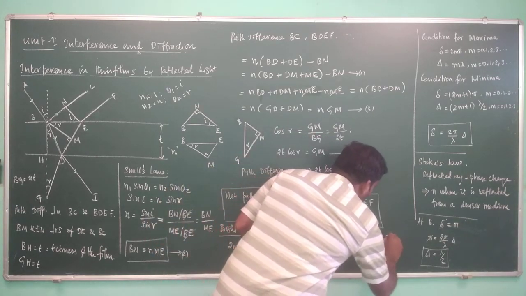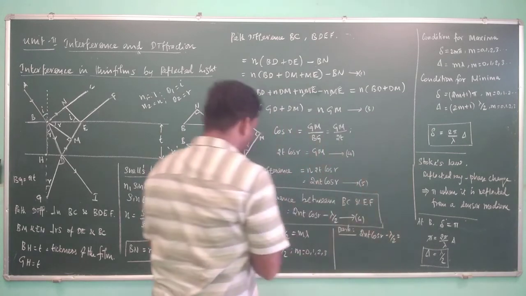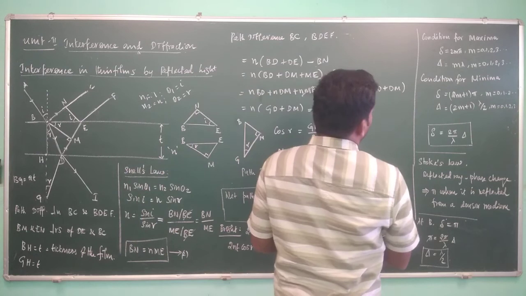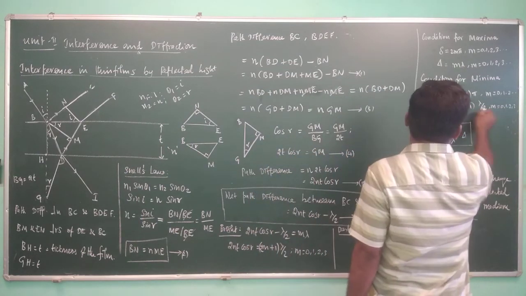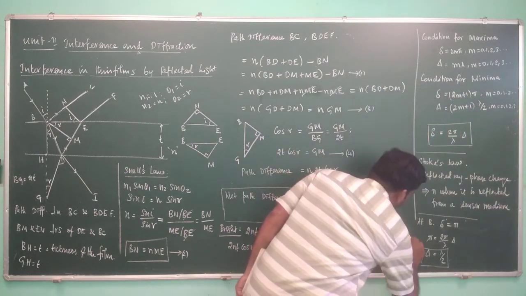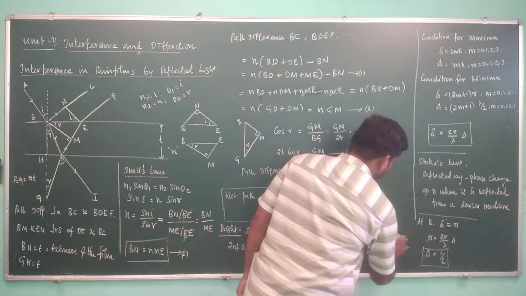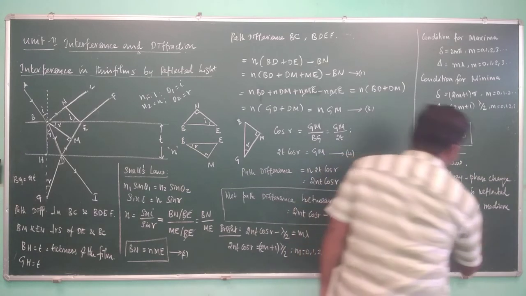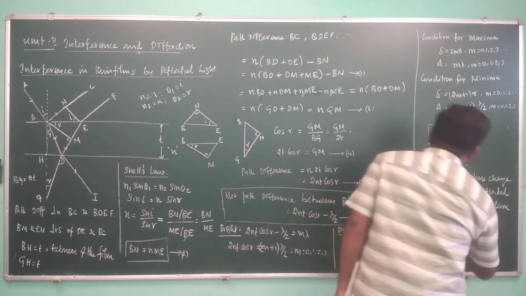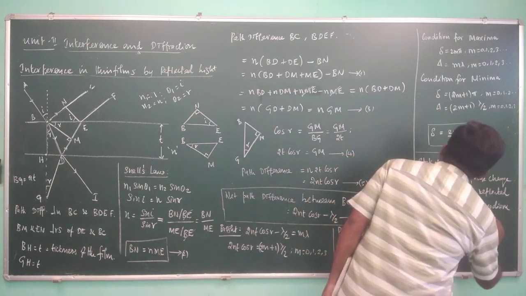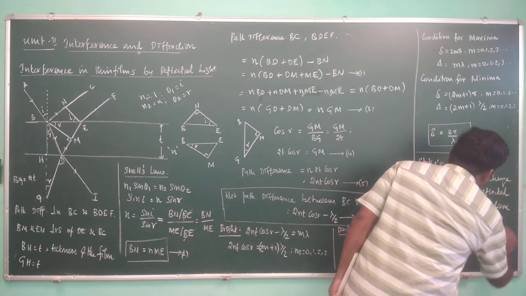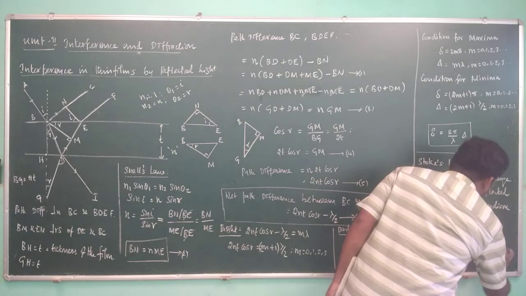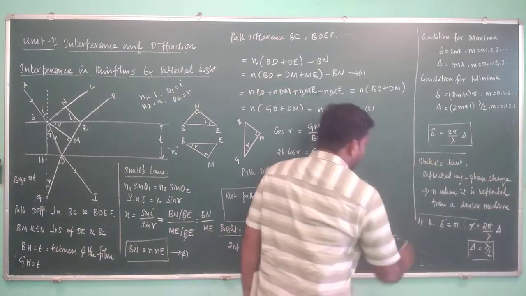If 2nt cos r minus lambda by 2 is equal to, what is the condition for dark? Minima, 2m plus 1 lambda by 2. If this is equal to, so let's write this as pi, which is equal to 2 pi by lambda into delta. Pi will cancel out, so delta equals lambda by 2. This is the relation. Let it be there.